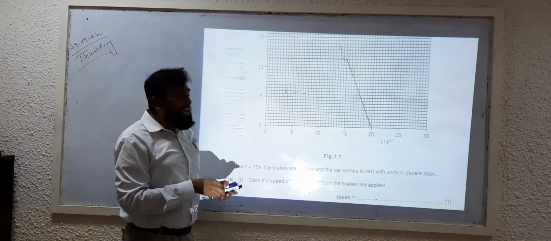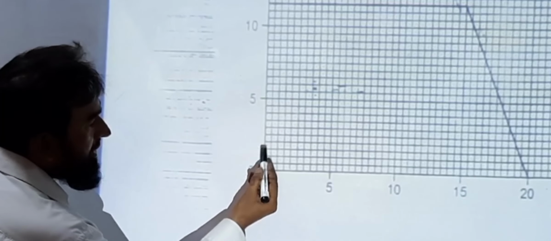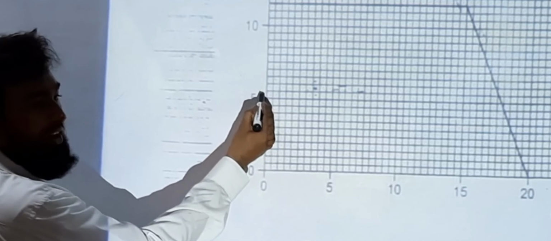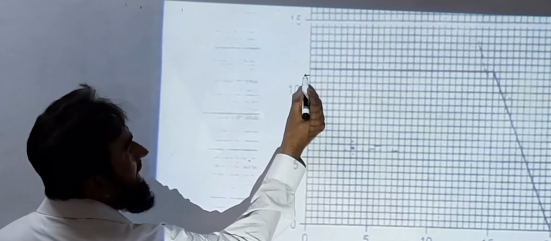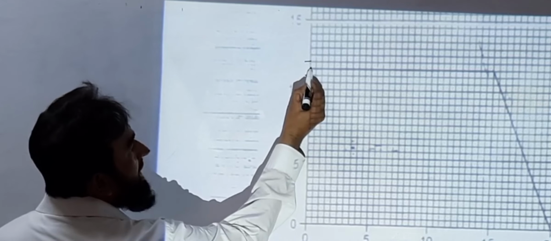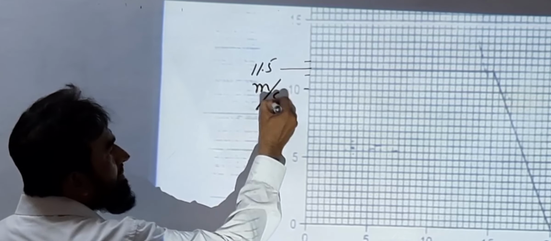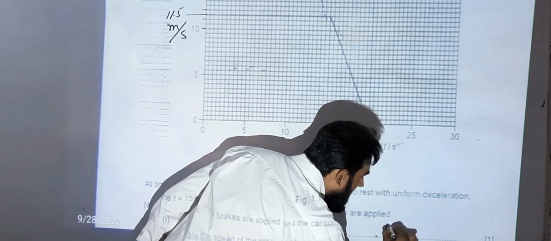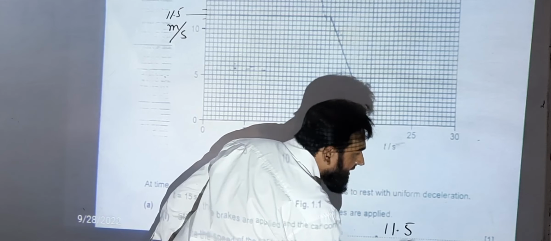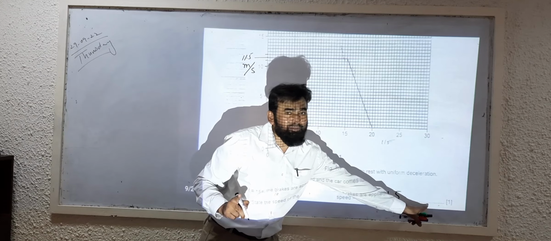Initially, you will have to see this. It means for 2 boxes, the speed is shown 1 meter per second. Because 1 meter per second, 2, 3, 4, and this is 5 meter per second. Now here, this is 10, this is 11, and this is 12. So in between, it is 11.5 meter per second. So here you are going to write 11.5. This question is carrying 1 mark.